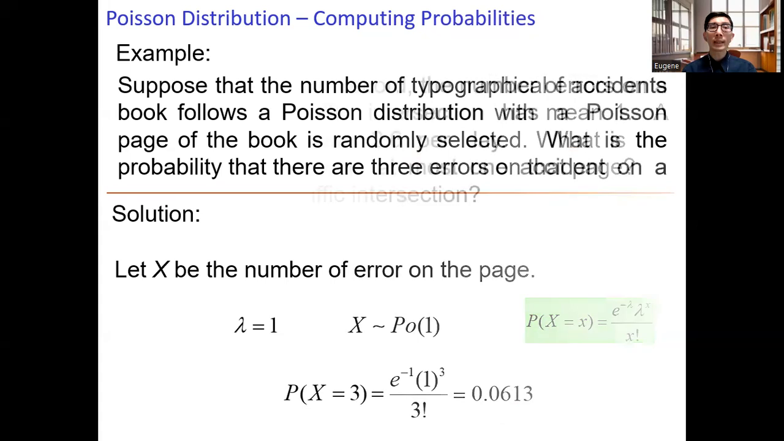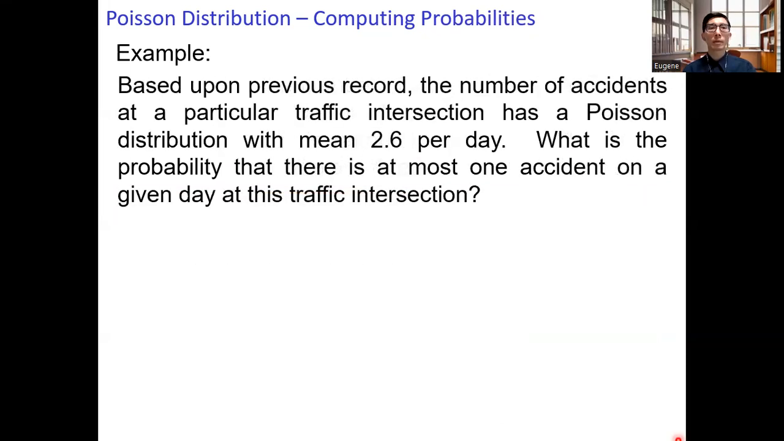Let's take a look at another example. Based upon previous record, the number of accidents at a particular traffic intersection has a Poisson distribution with mean 2.6 per day. What is the probability that there is at most 1 accident on a given day at this traffic intersection?